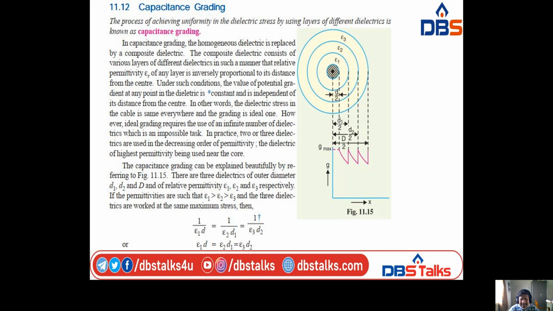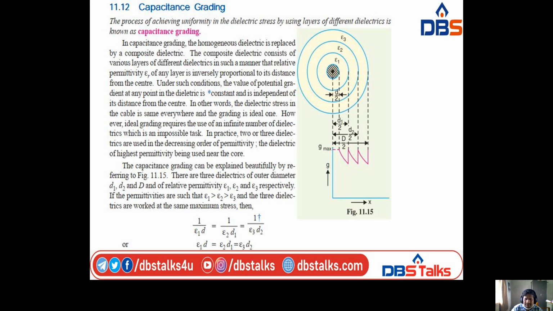However, ideal grading requires the use of an infinite number of dielectrics. It is an impossible task. In practical cases, we are utilizing only 2 or 3 dielectrics in decreasing order of permittivity. The dielectric of highest permittivity is used near the core only. Voltage is high in the core. That's why relative permittivity of the core is high, and then it keeps decreasing.